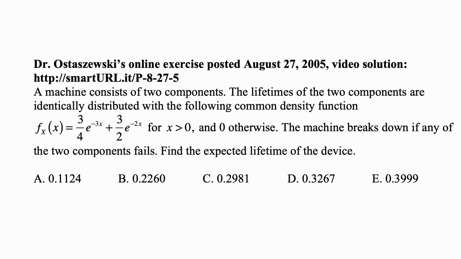A machine consists of two components. The lifetimes of the two components are identically distributed with the following common density function: f sub X of x equals 3/4 e to the minus 3x plus 3/2 e to the minus 2x for x greater than 0, and 0 otherwise. The machine breaks down if any of the two components fails. Find the expected lifetime of the device.